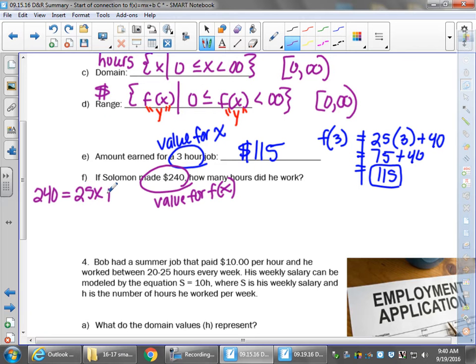Love it. He's right. 240 equals 25x plus 40, and we're going to solve. So you solve, I solve, then we compare. Finish. Show the work. Some of you are experiencing the reality of no work, no credit. So let's practice showing the work.